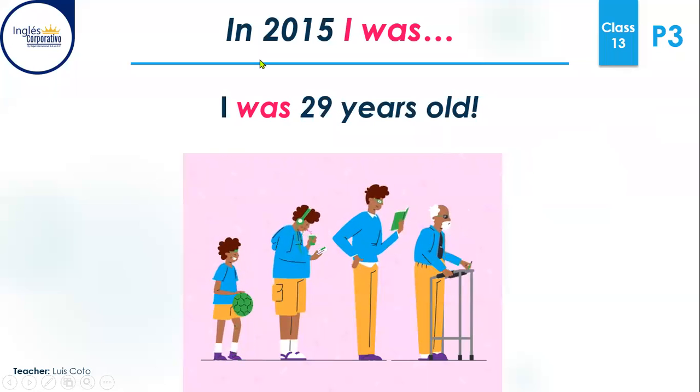Okay, let's see. On the screen, we have this. We have four people, but it is the same person. Check. We have a boy. We have a teenager, the person number 2. The person 3 is an adult, adulto. And the last person is the same boy. Check, he's the same boy. And he is an elder.